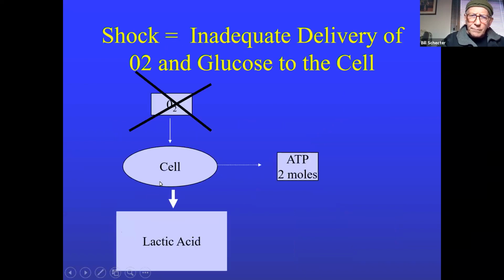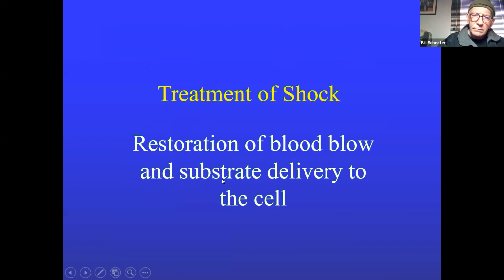Now, in shock, we have inadequate delivery of oxygen and glucose to the cell. So instead of having aerobic respiration, we have anaerobic respiration, which is very inefficient. It only produces 2 moles of ATP as opposed to 38. And of course, we get lactic acidosis. And the treatment, of course, of shock is to restore blood flow and substrate delivery to the cells.